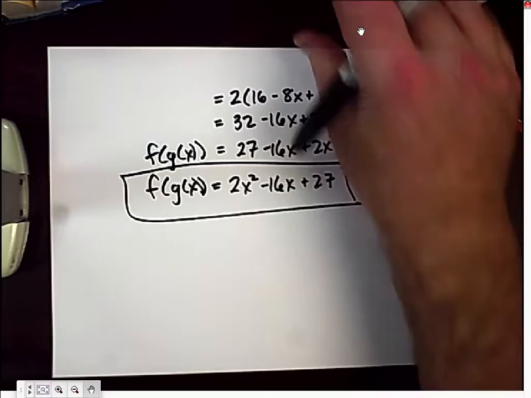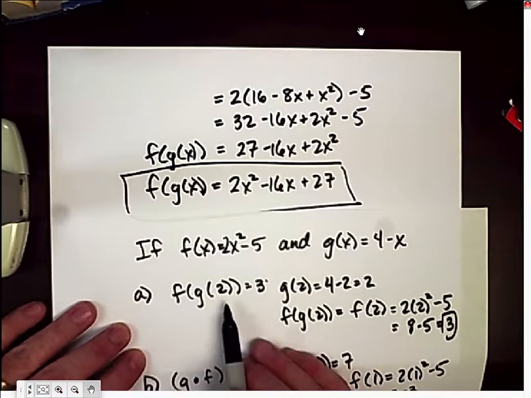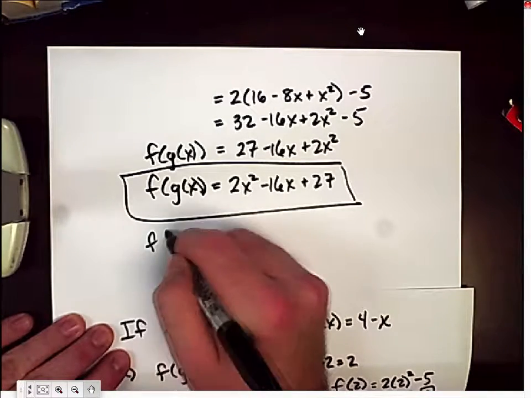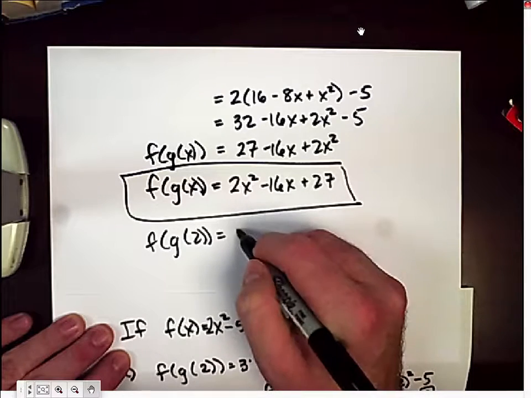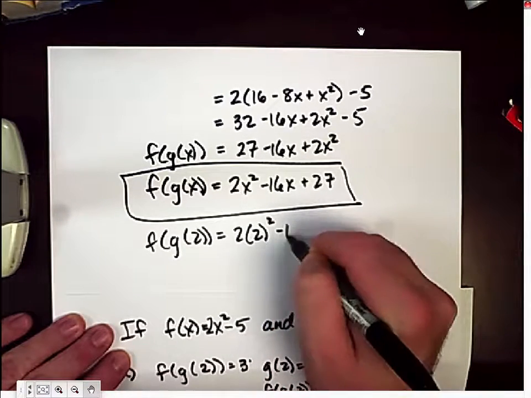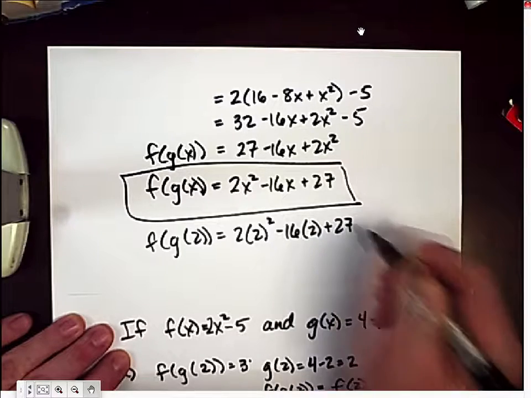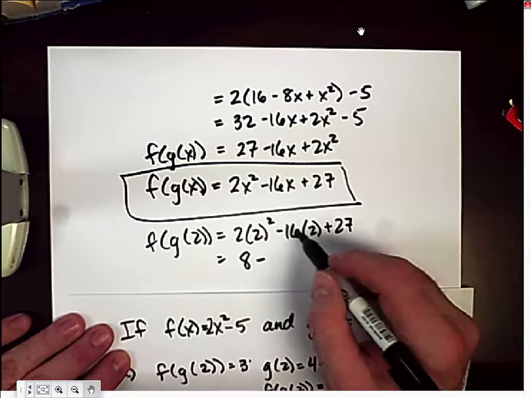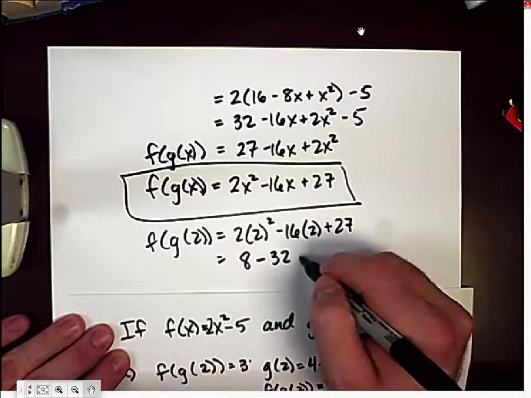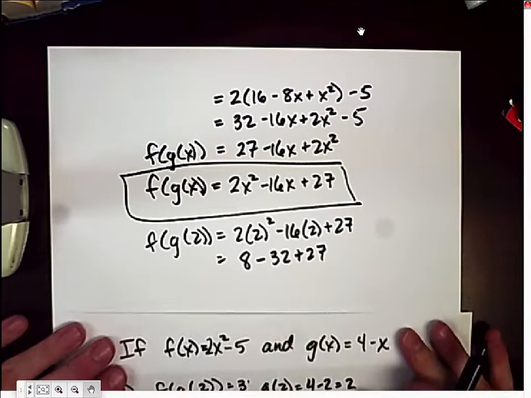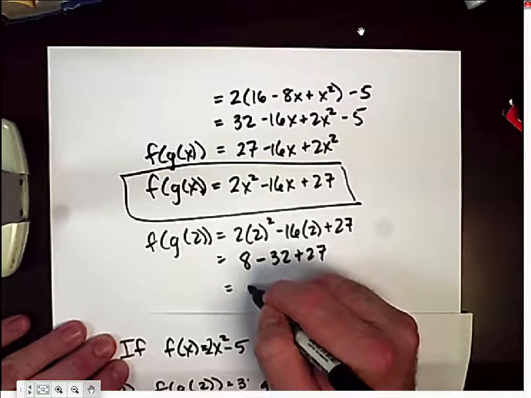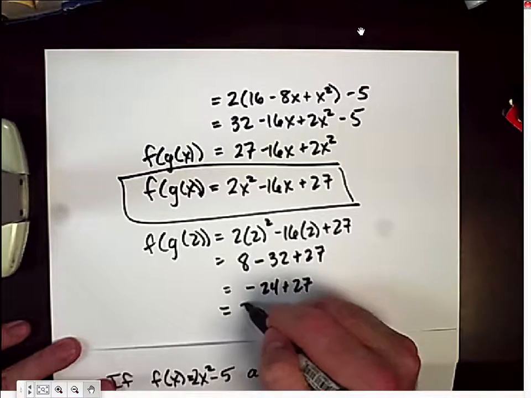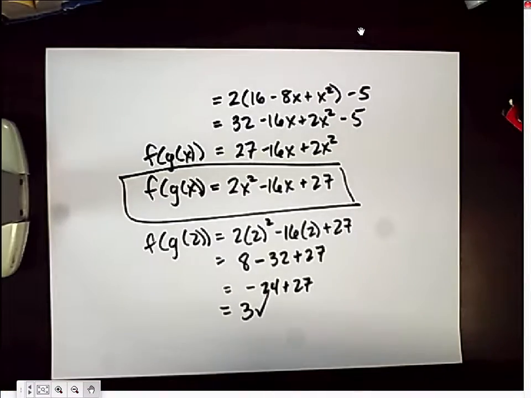Okay? And sure enough, back up here, we wanted to know what f of g of 2 was, and we got 3. If you did f of g of 2 now, using the rule, it's 2 times 2 squared minus 16 times 2 plus 27. Well, 2 squared is 4. 4 times 2 is 8, minus 16 times 2 is 32, plus 27. 8 minus 32 is negative 24, plus 27, which does in fact give you 3.